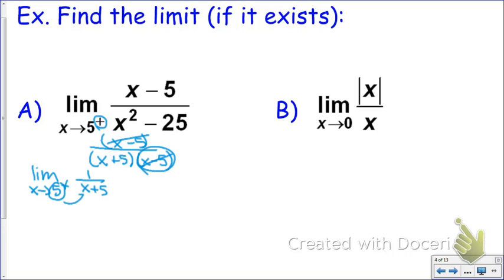If I plug in 5 for x, I will now have 1 over 5 plus 5, which is equal to 1/10. So my limit as x approaches 5 from the right is 1/10. You will find this to be true if you graph this function, and also if you use a table and approach 5 from the right. Let's take a look at our next example.